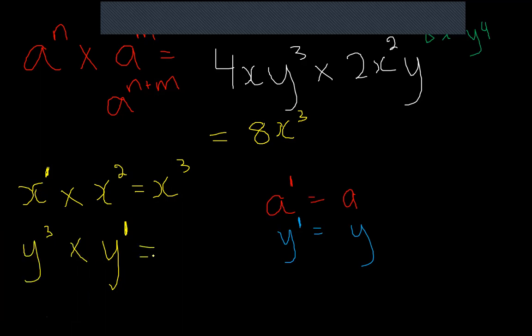Back to this. Y cubed multiplied by y to the power of 1, according to this rule, we're going to add their powers. And 3 plus 1, that's 4. So that's why I have y to the power of 4. And I put this right here. And this answer is correct. So good job.